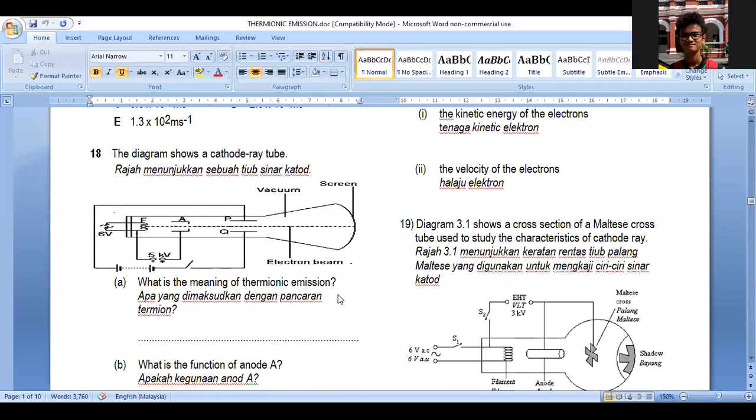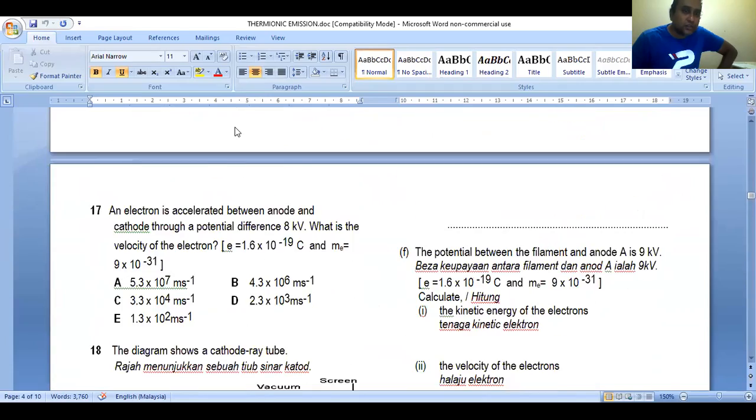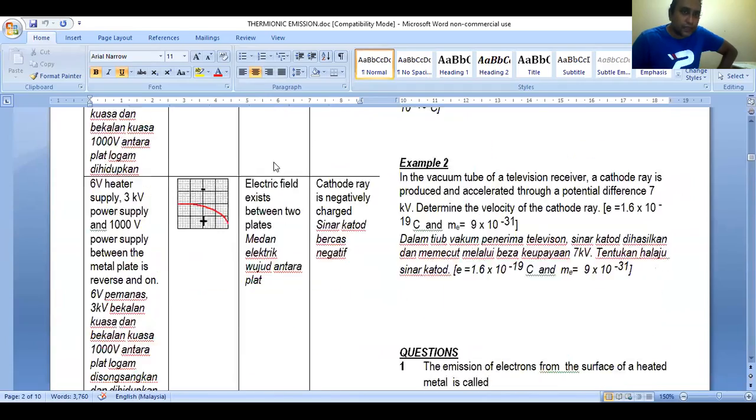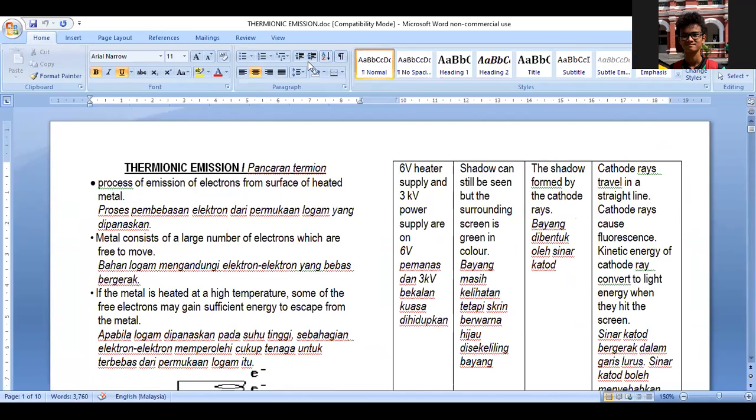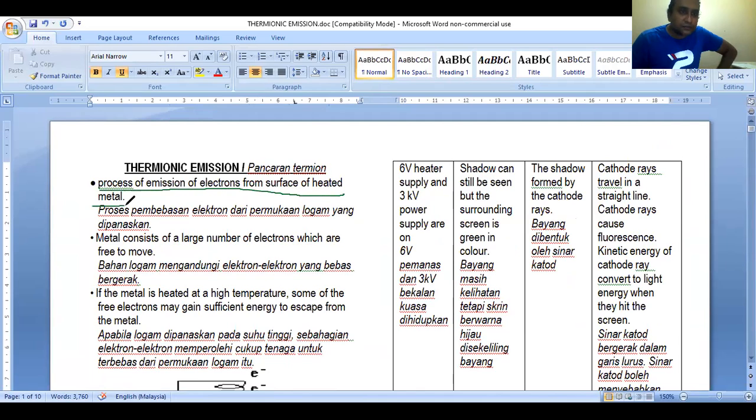So the first question, what is the meaning of thermionic emission? Referring to this diagram, what is meant by thermionic emission? You refer to your notes. The definition is: process of emission of electron from surface of heated metal. You must have the emission of electron from the surface of heated metal. That means the metal gets heated up. If the metal doesn't get heated up, you won't get the electron.